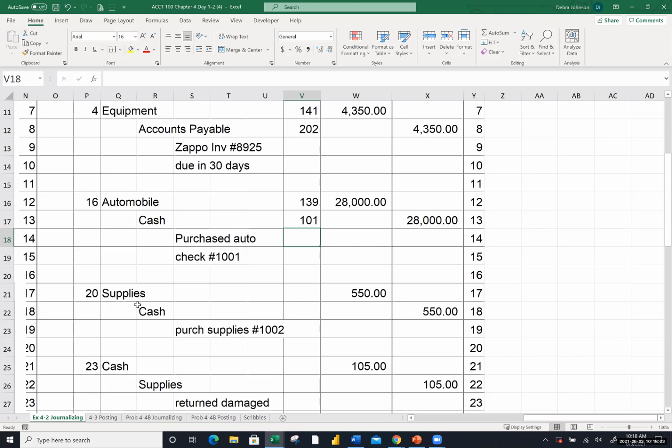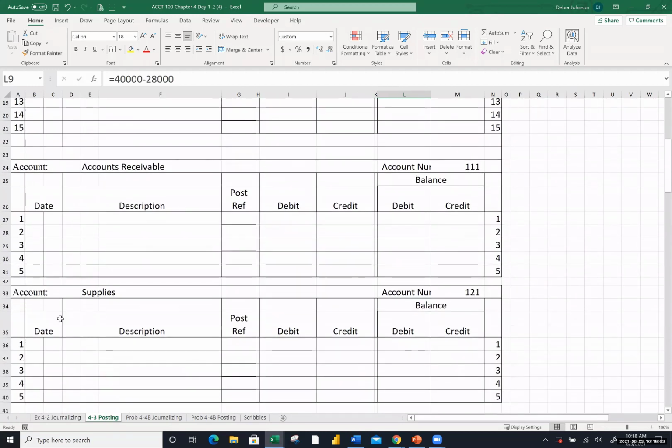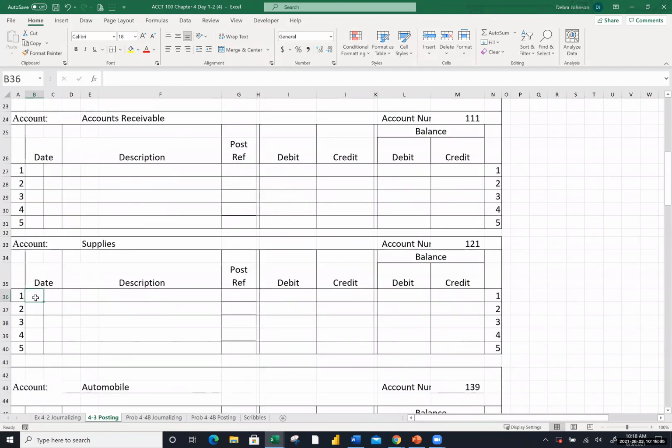So on the 20th, we debited supplies and we credited cash. Let's go take care of that. We're going to increase supplies. So supplies is an asset. You'll want to scroll down in the 100 series. Here's the supplies account. I am going to date this September 20th. The supplies account went up by 550. Right now, the balance is 550.